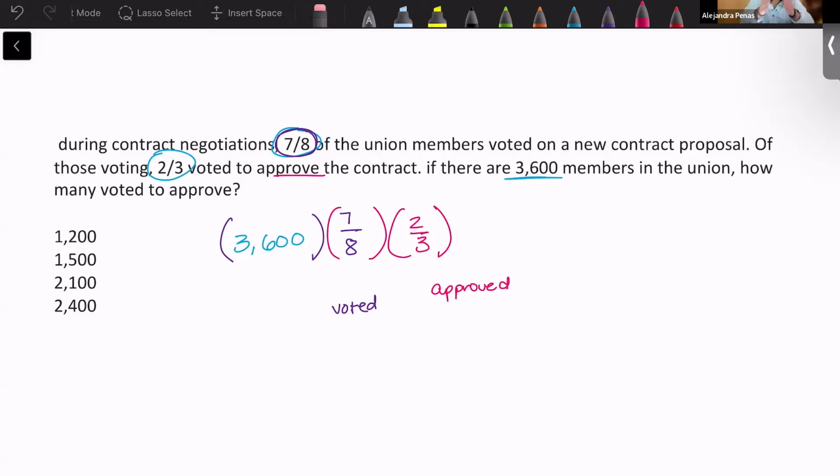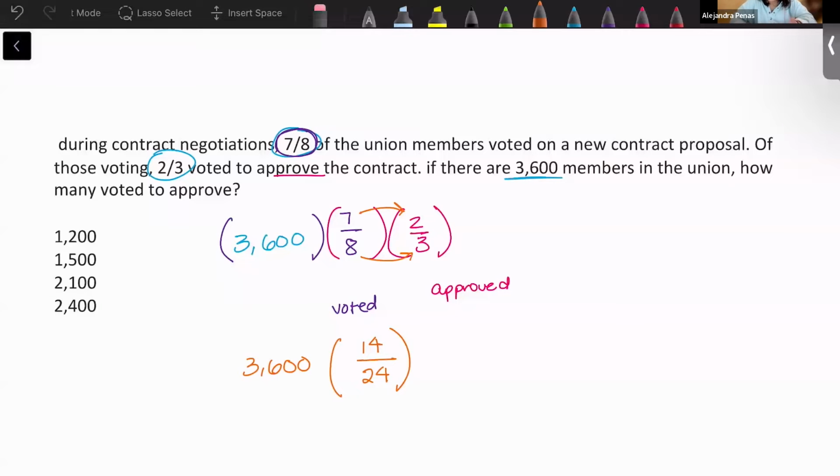So all we're doing is multiplying these fractions. You can multiply them one at a time, or you could do like I did. I knew that I was going to have to end up multiplying them anyway, so I just put them all together. But if it's clearer for you to put them separate, that's fine. I'm going to take care of the fractions first because I think it'll keep things simple. So I'm just going to multiply 7 times 2 and 8 times 3. So I'm going to have 3,600 times 14 over 24.